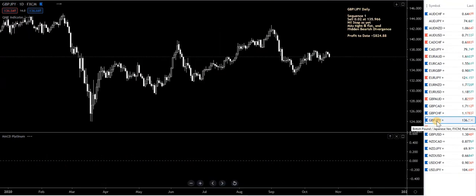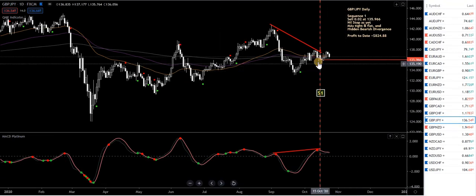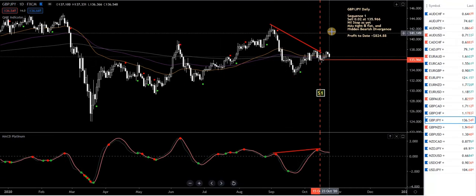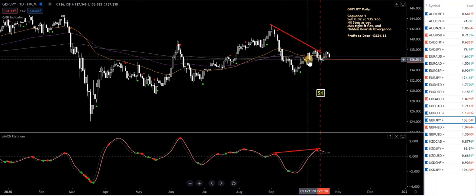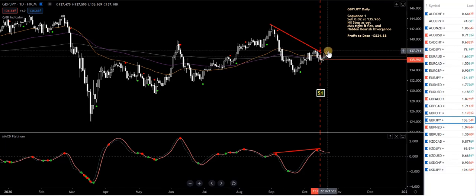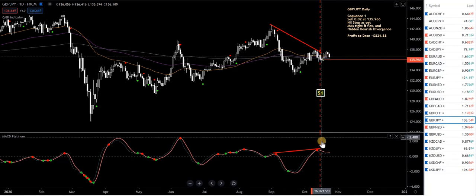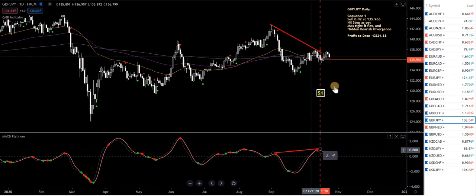All right, pound yen in a sell trade here based on hidden bearish divergence. As you can see, the MAs are all very tight, and it's gone against me initially. Now it's starting to head down. The MACD platinum still above the 0 level, heading down, which is good.